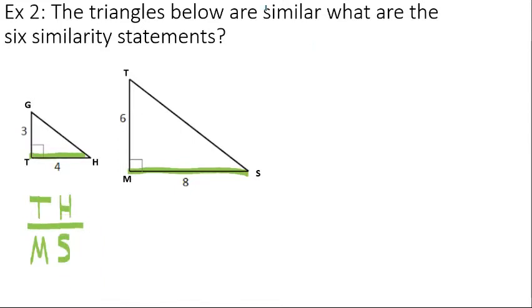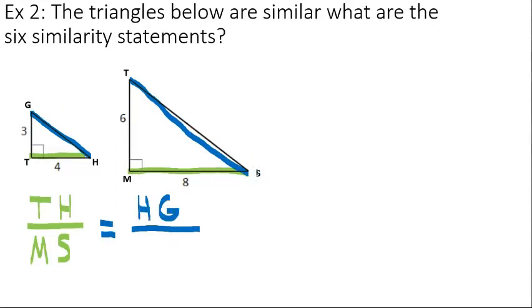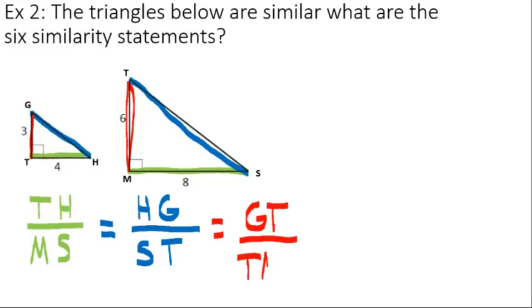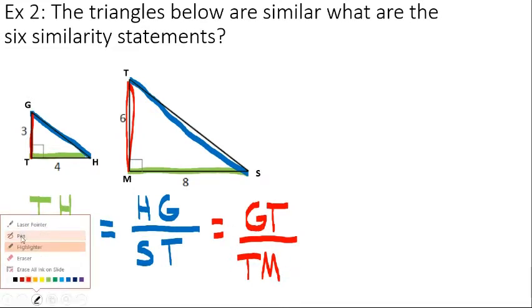I compare the next side. So we know that this side goes with that side. So next we write out, we say HG is proportional to ST. And on the last side, we have GT right here, and then TM. So we say equals GT over TM. These are the 3 statements first, and then we go with the angles.